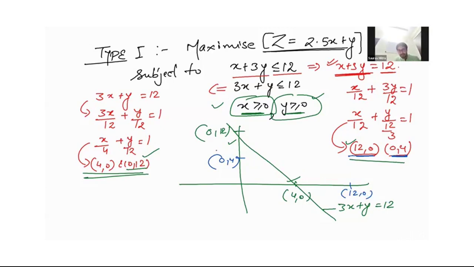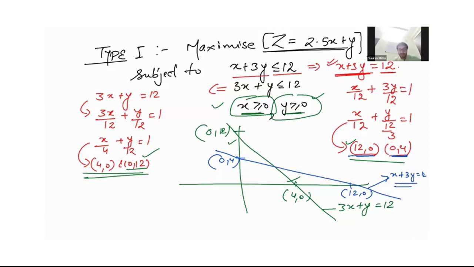This is a graph activity, so this is sometimes not accurate. Okay, no problem. So this is your 12 comma 0. Now this line represents your equation, x plus 3y equals 12. Clear? Okay, now we have drawn both the equations.